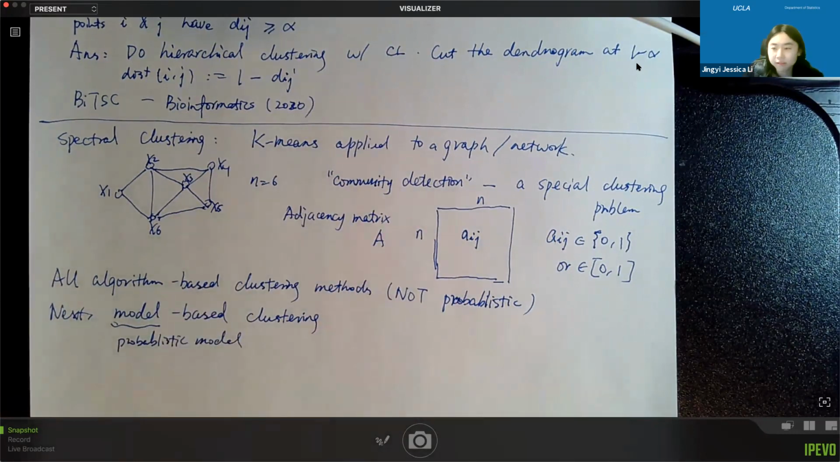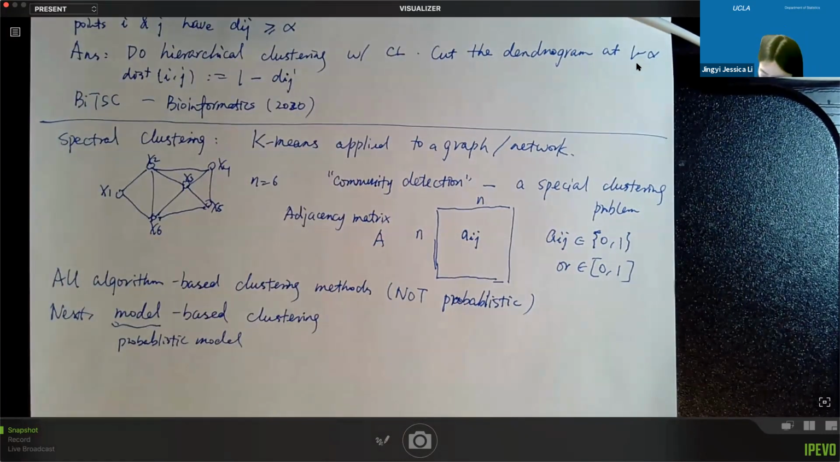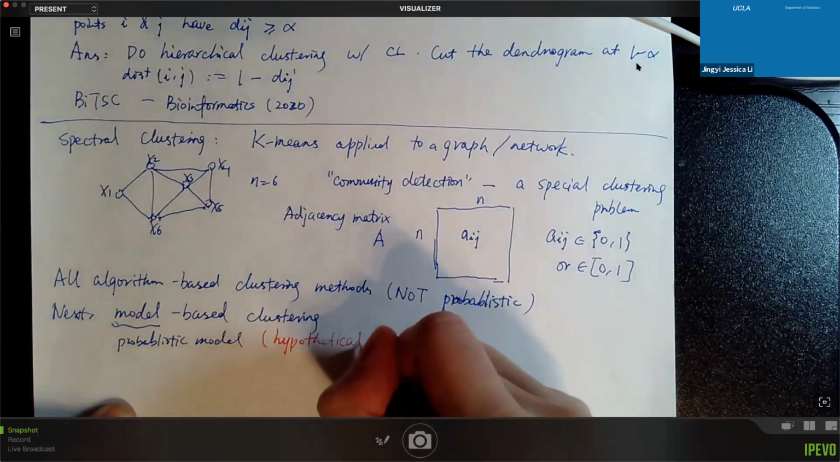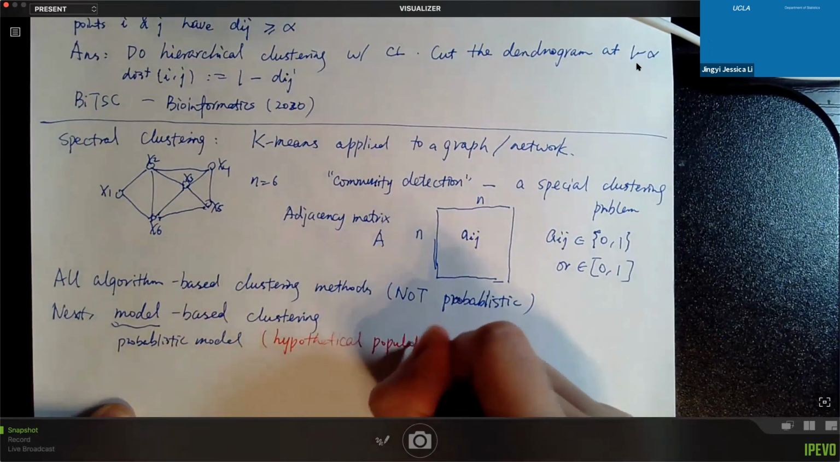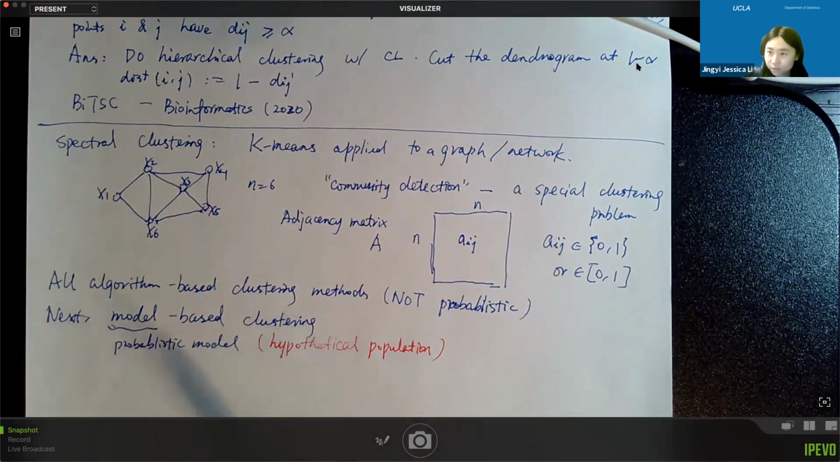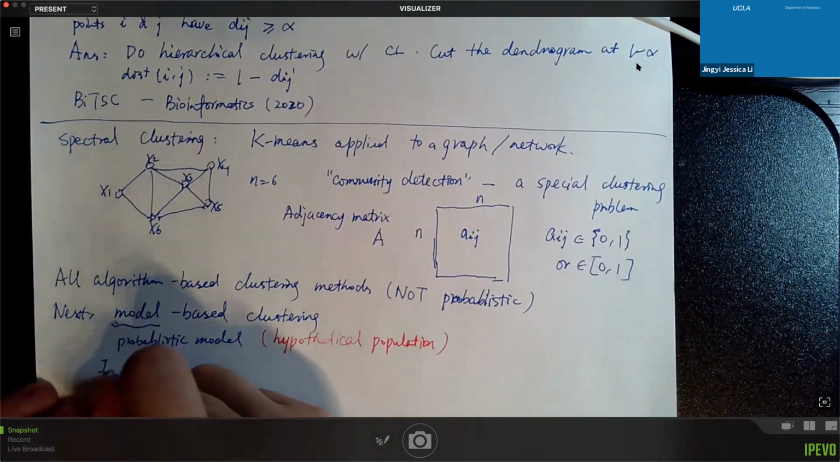So if we think about a probabilistic model, it's essentially our hypothetical population. What it means is that we imagine there is a population which is described by a probabilistic model and from which our data were sampled. So then we're trying to do clustering based on how we infer this population, or how we infer the probabilistic model.